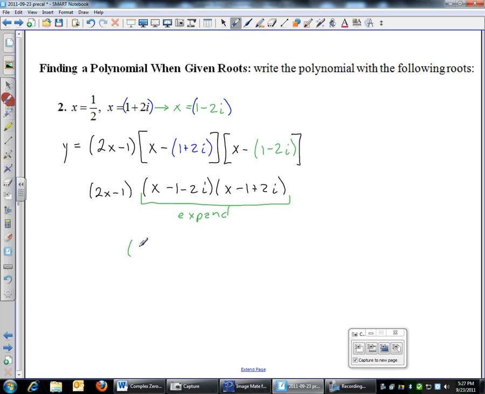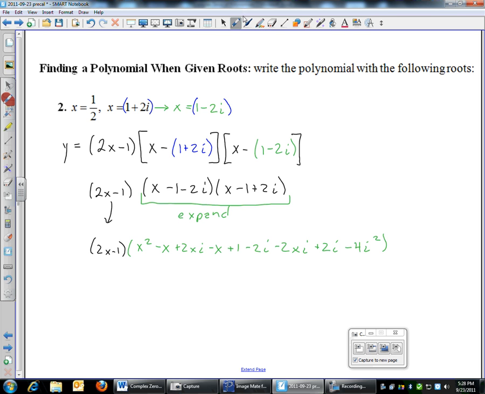x times x is x squared. x times negative 1 is negative x. x times 2i is 2xi. Negative 1 times x. Negative 1 times negative 1. Negative 1 times 2i is negative 2i. Negative 2i times x is negative 2xi. Negative 2i times negative 1 is plus 2i. Negative 2i times positive 2i is negative 4i squared. I forgot to write the squared. And don't forget, 2x minus 1 is just kind of hanging out here, doing its own little thing.